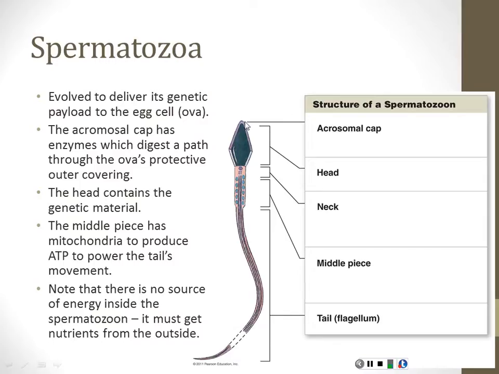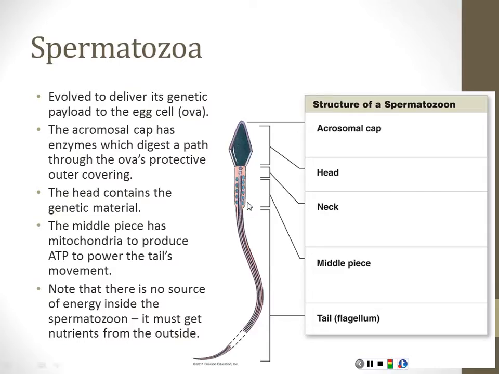So we'll start at the top. The spermatozoon has a cap of enzymes called the acrosome, or the acrosomal cap. Those enzymes will digest the ova's outer protective covering, which we'll talk more about later, allowing, usually anyway, just one spermatozoon to fertilize that egg. So the acrosome has digestive enzymes to eat that outer covering. The head, which is just under the cap, contains the genetic material. So that's that haploid DNA, half, 23 chromosomes that dad is going to contribute to a possible offspring.